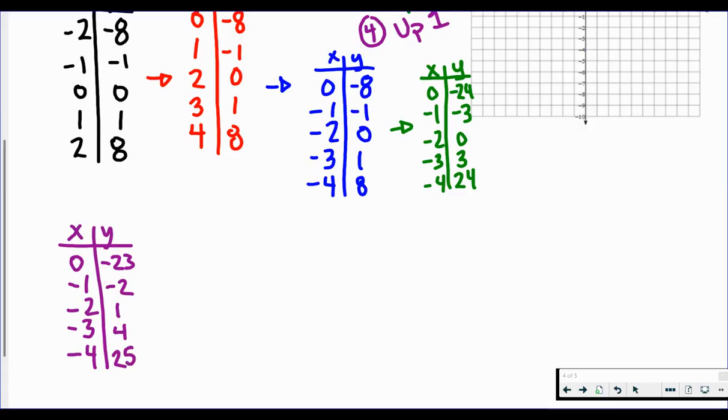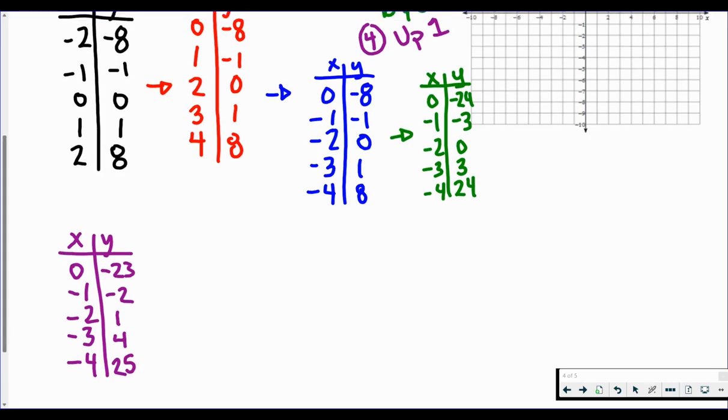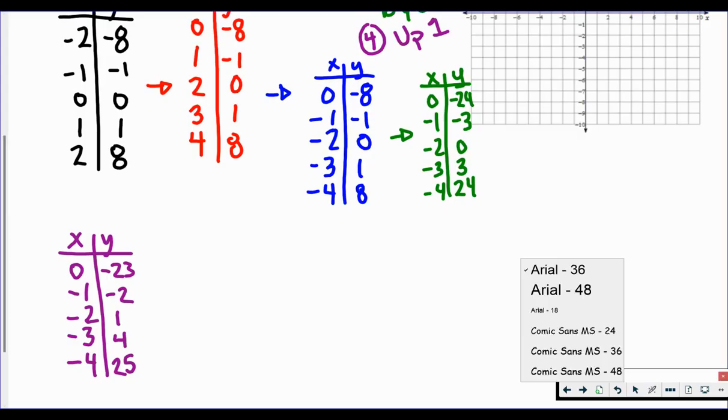So as you can see, the first point and the last point are not going to fit on the graph we have because we have a 10 by 10 graph, and that's okay. As long as we make the general shape using the middle 3, we will be okay. So we need to graph -1, -2, -2, 1, and -3, 4.